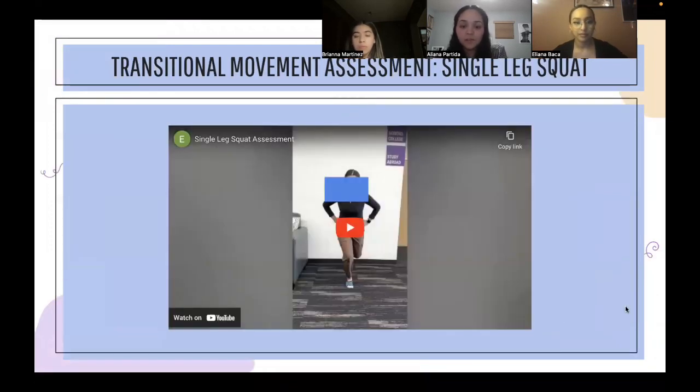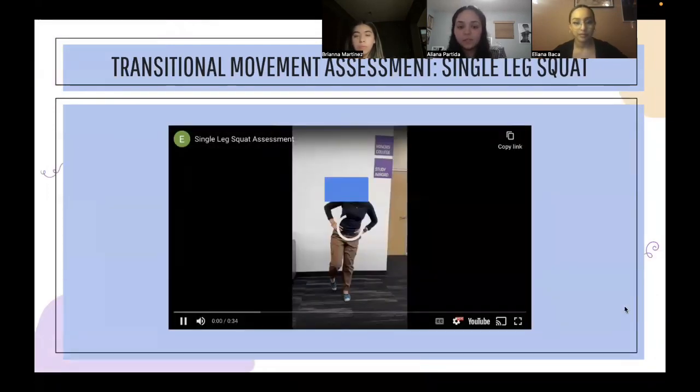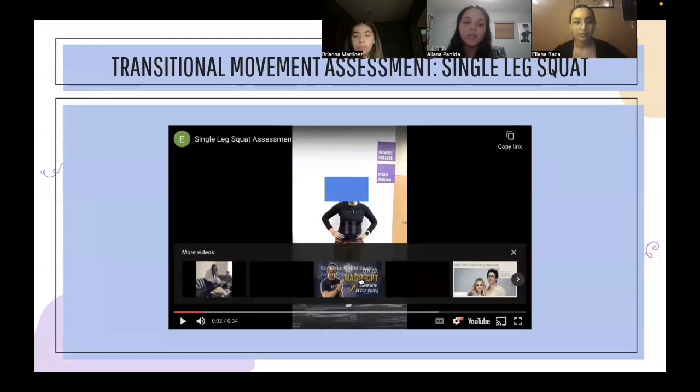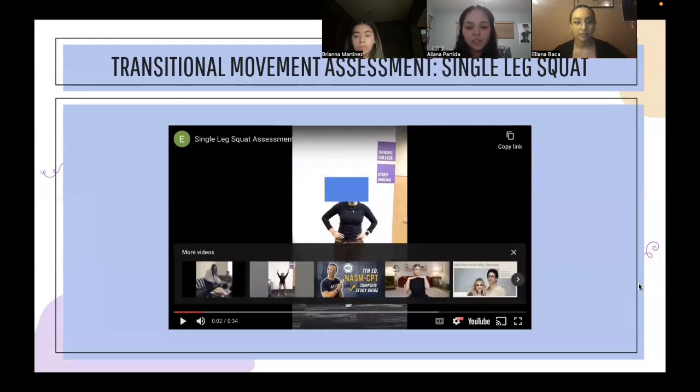So here for our next transitional movement assessment, we have the single leg squat. And for a similar reason to the other video, we won't play it due to you being able to see the individual's face in it. But this assessment is also just as reliable and valid as the previous one in measuring the lower extremity movement patterns when the standard protocols are in place.